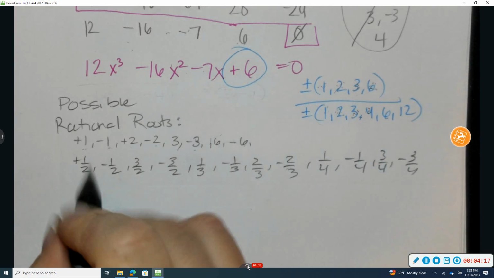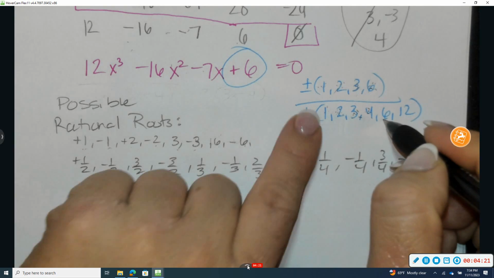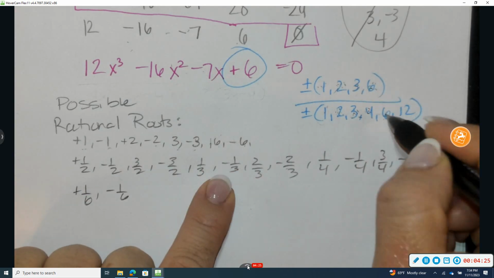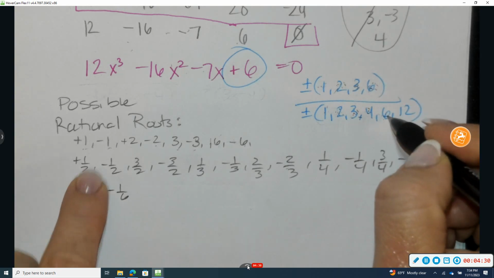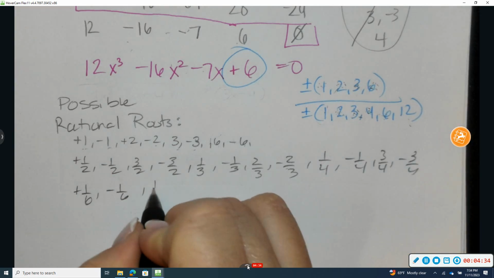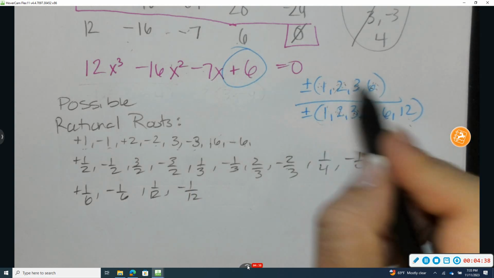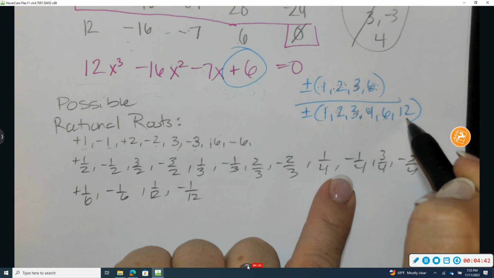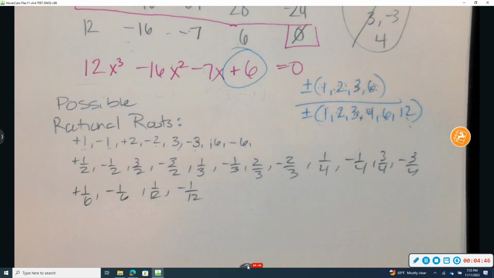Sliding over to 6, I have positive and negative 1/6. 2 over 6 reduces to 1/3. 3 over 6 reduces to 1/2. 6 over 6 reduces to 1. Sliding over to 12, I have 1 over 12 and -1 over 12. 2 over 12 reduces to 1/6. 3 over 12 reduces to 1/4. 6 over 12 reduces to 1/2. So none of these here have been repeated.